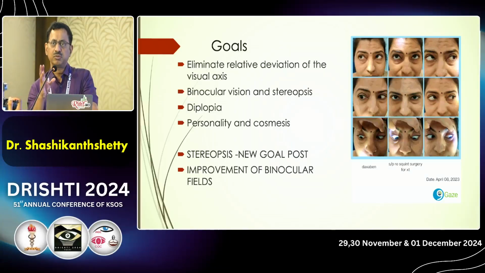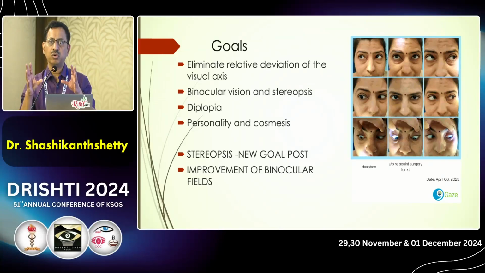So when we do strabismus surgery, what is our goal? Our goal is to eliminate the relative deviation of the eyes, compared to both eyes. If the eye is ESO or EXO, our goal is to reduce the strabismus. So why do you want to reduce the strabismus? Why do you want to do surgery for the patient's strabismus? The main goal is to get binocular vision for the patient and to get 3D vision. And if they have diplopia, we need to eliminate the double vision. And personality and cosmesis also play a good role.